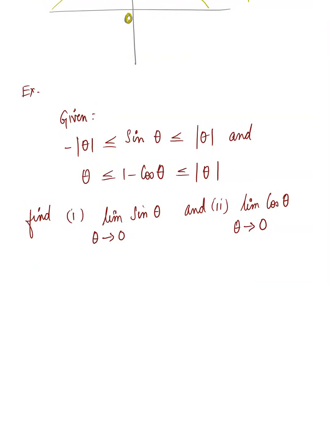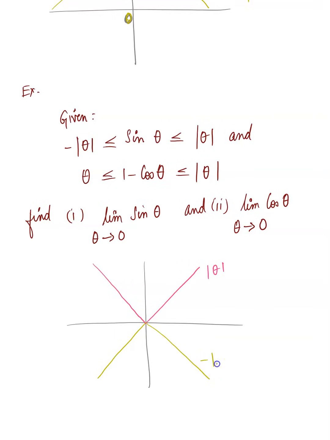For our understanding, if you want, you can draw the graph here, because we are familiar with these functions. The absolute value of theta would be more like a V shape. That's the absolute value of theta. Negative absolute value of theta should be an inverted V shape. And your sine must run in between them. We know how the sine function behaves, so that's going to be there. y equals sine theta.